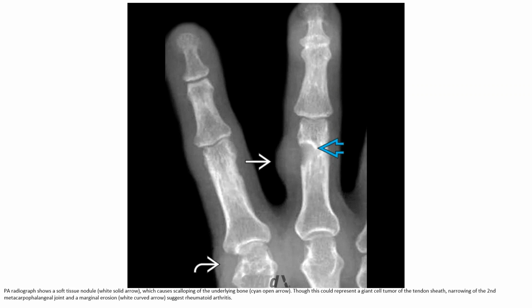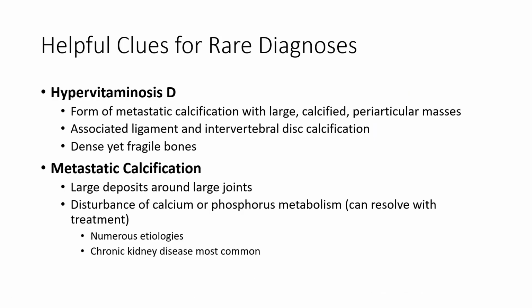PA radiograph shows a soft tissue nodule causing scalloping of the underlying bone, though this could represent a giant cell tumor of the tendon sheath. Joint space narrowing of the second metacarpophalangeal joint and marginal erosion suggest rheumatoid arthritis. A helpful tool for rare diagnoses.